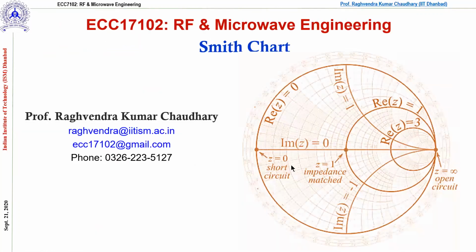So you can see here, this is the Smith chart. You can see the number of circles. Correct, the number of circles are there. Even this is also a circle. Correct. And you can see some writing imaginary, some real, and all those things. They are indicating short circuit, impedance matching, and open circuit.